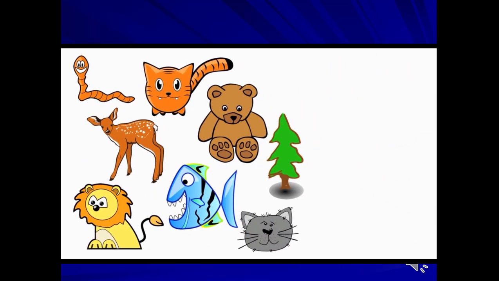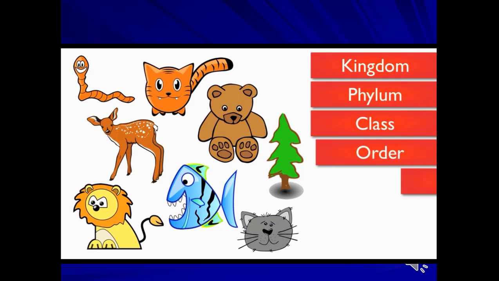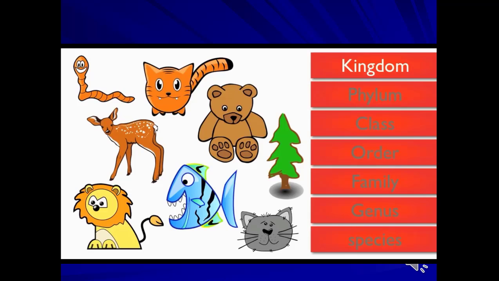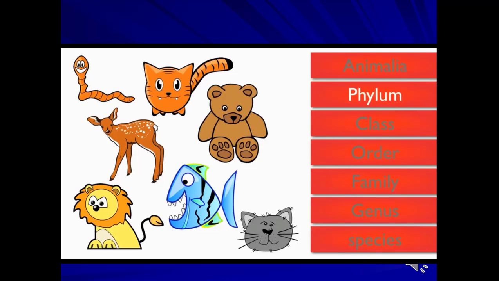From general to specific, the levels of classification are kingdom, phylum, class, order, family, genus, and species. A lion belongs to the kingdom Animalia, a group that includes all animals. So in our group of organisms, the tree would not fit into this grouping. The phylum that the lion fits into is called Chordata. This is a group that includes everything with a backbone. The worm would be eliminated from our group because of its lack of a backbone.